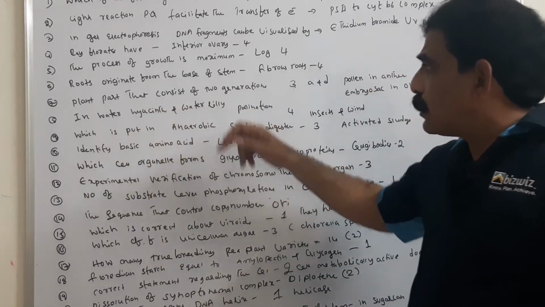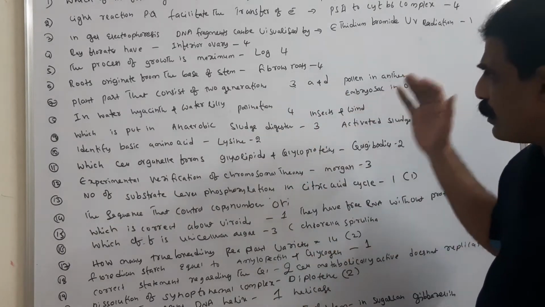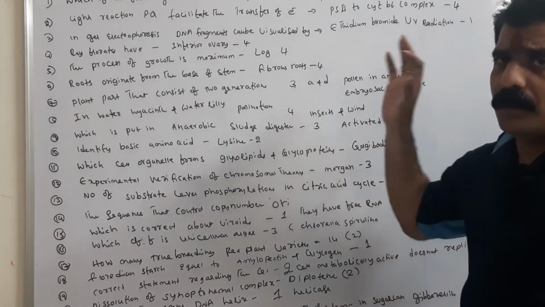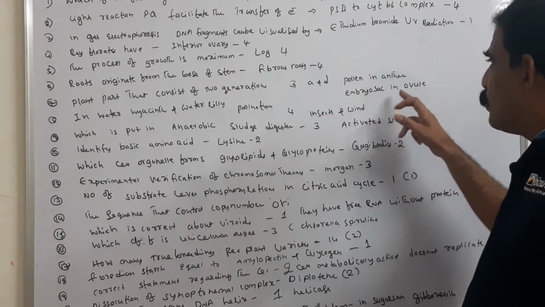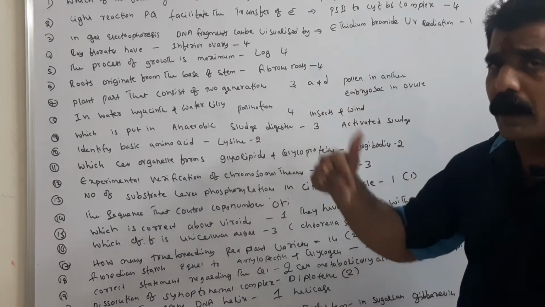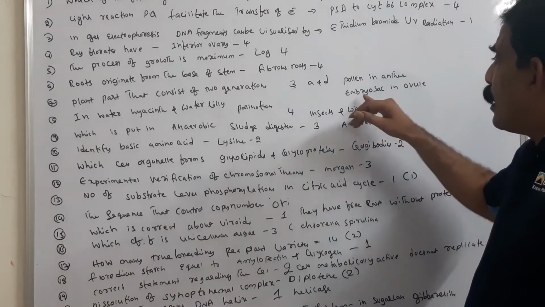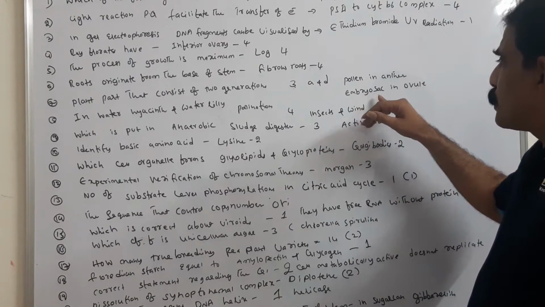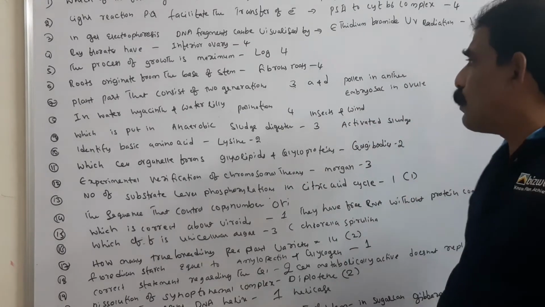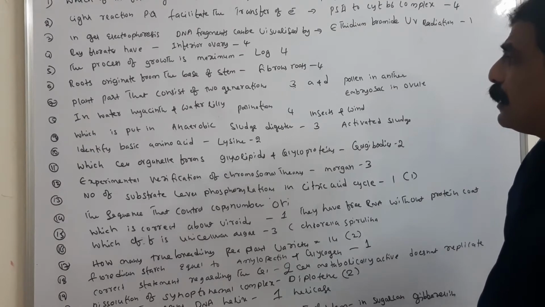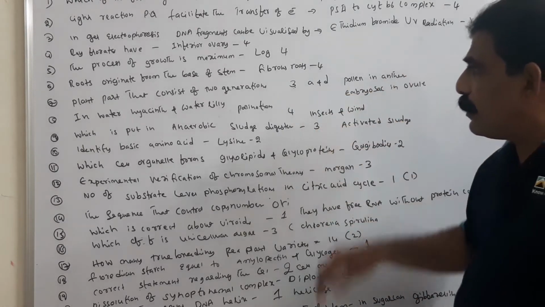Plant part that consists of two generations. It is somewhat of a contrary question. Here the nearest answer is options A and D: pollen in anther and embryo sac in ovule. Pollen belongs to the gametophytic generation, whereas the anther belongs to the sporophytic generation. Like that, the embryo sac belongs to the gametophytic generation, whereas the ovule belongs to the sporophytic generation. So one generation is in another generation. That is A and D, given in the third option.